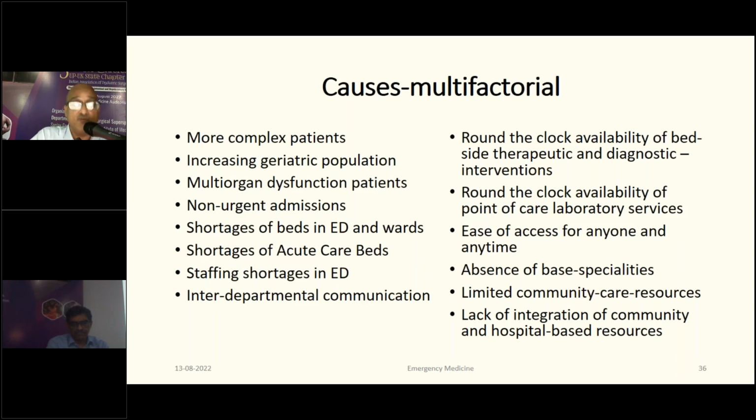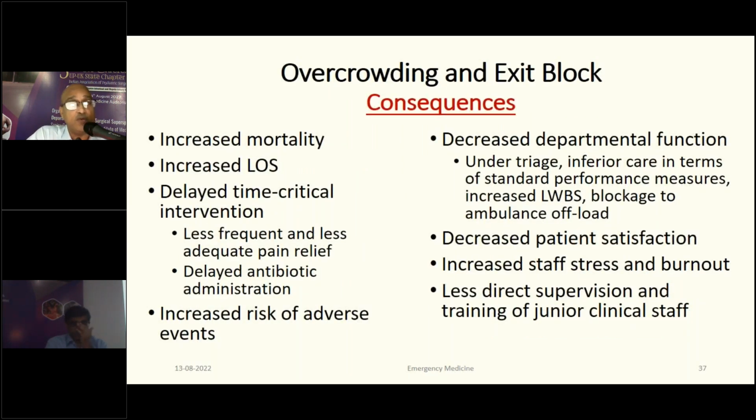And we have limited community care resources where we could divert these patients once they are resuscitated and stabilized from these centers if they are not accommodated in PGI. So we don't have those sort of setups as yet. And there is lack of integration, obviously, between the community and hospital-based resources. So these are multifactorial. We can't pinpoint that this is the most important reason, but it is a combination of these which is leading to this extended length of stay. Obviously, the crowding is happening because of this extended length of stay, which is leading to increased mortality, and is increasing the length of stay.